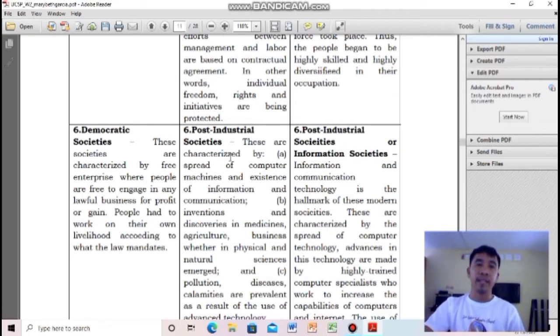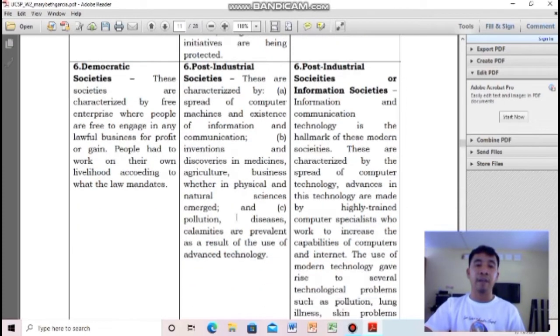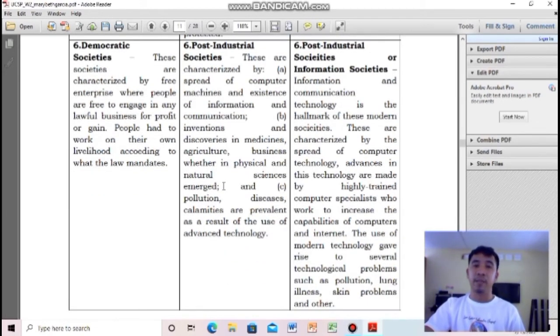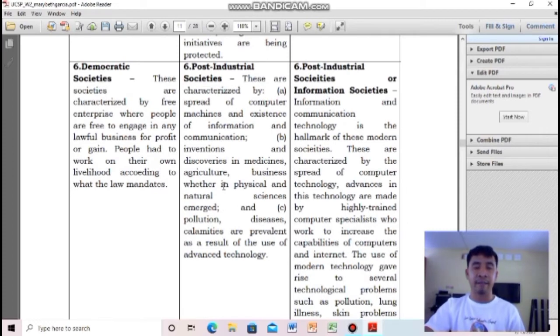Okay. Post-industrial societies. These are characterized by spread of computer machines. Doon ang communication and existence of information communication, nag-invention na sa mga medicine, agriculture, full blast na. So, sa subong, kita ma-consider nga post-industrial society, because we are in advancement sa ibang field.